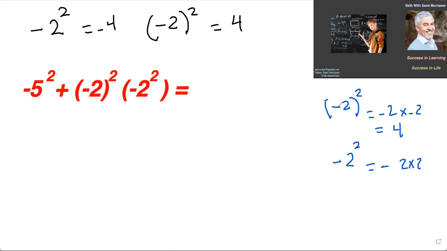So when you square a negative, negative times negative is positive. Here it's only the 2 that's squared, and the negative is not squared. That's why here you'll end up with -4.